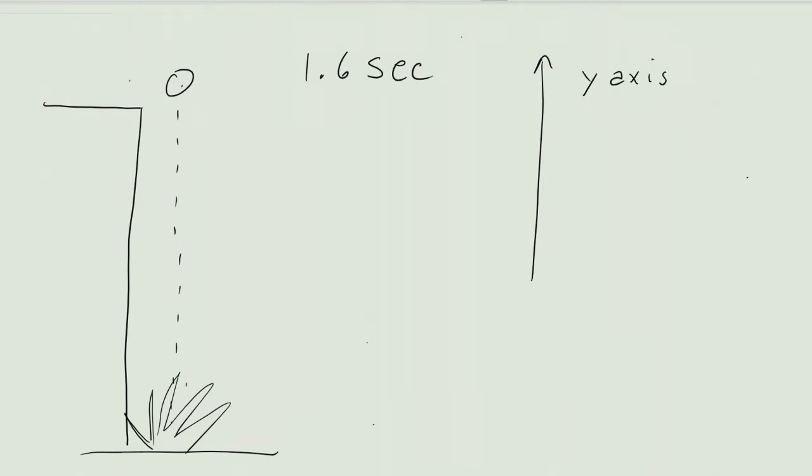The entire event is going to take 1.6 seconds. But in order to work out the math for this thing, we're going to have to come up with a coordinate system. So we're going to define the y-axis as being up and down, the x-axis as being back and forth, and the z-axis as coming out right at you. All right?